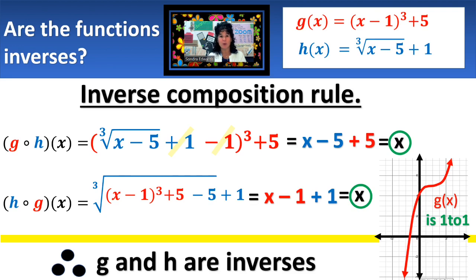So quick recap one more time. To use this rule, you begin by finding the composition both directions, in this case g comp h, then h comp g, and they should both equal x. If it does not equal x, then we already know that these are not inverse functions. Since they did both equal x, we had to go on just to verify that the g function was indeed 1-to-1. And since it's 1-to-1 and both the compositions equal x, we could declare that g and h are inverses of one another.